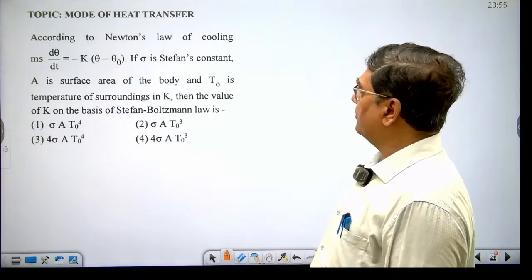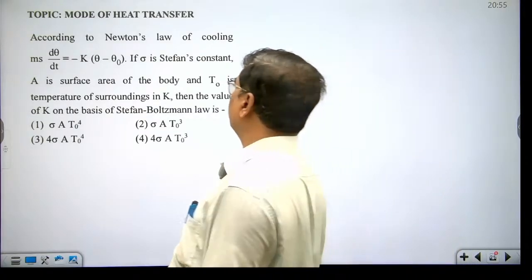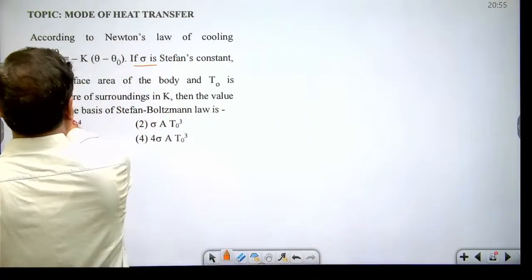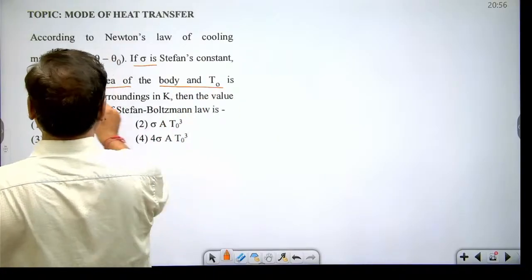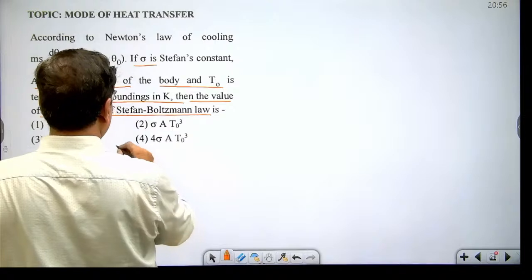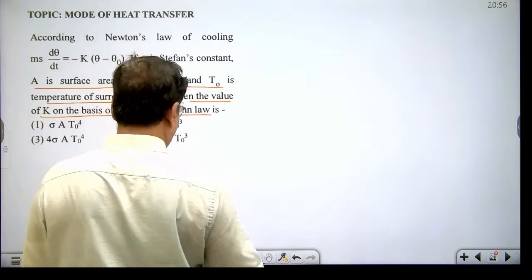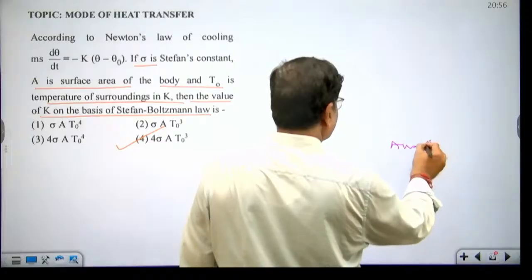According to Newton's law of cooling, ms d theta upon dt equal to minus K theta minus theta 0. If sigma is the Stefan constant, A is the surface area of the body and T0 is the temperature of the surrounding, then the value of K on the basis of the Stefan-Boltzmann law is 4 EA sigma T0 cubed. So out of 4 choices, the correct choice is option 4.